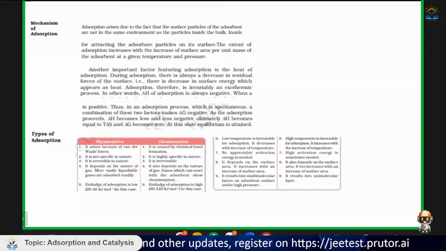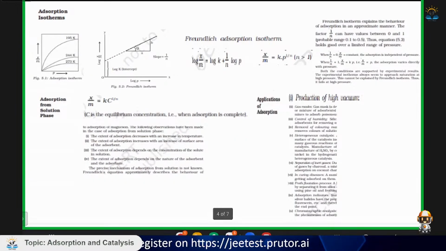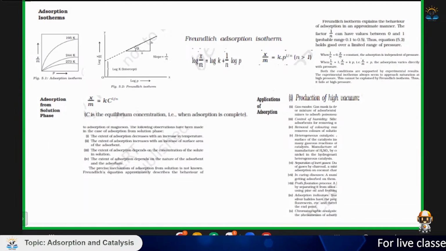Adsorption isotherms: Freundlich adsorption isotherm. Those are the two equations, both are the same, one is the log of the other. Freundlich isotherm explains the behavior of adsorption in an approximate manner; it is not accurate. There is another adsorption isotherm called Langmuir, not there in NCERT, but that is better than this.